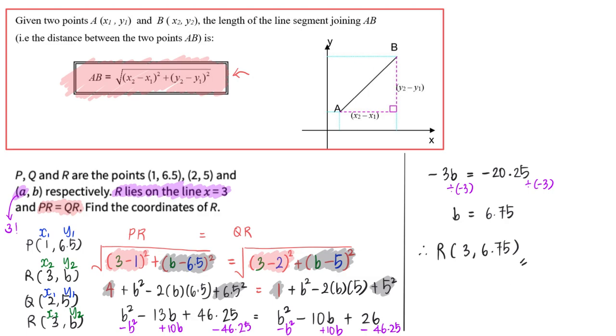So from this particular question, do take note of how Mr. Tan approached this question. Mr. Tan tried to look from the information given, like R is on the line x equals 3. That gives me the value of a. And because the next piece of information is PR equals QR, this has something to do with the length. I built on my knowledge of using the formula of the line segment to form an equation and solve for the next unknown b. Okay?